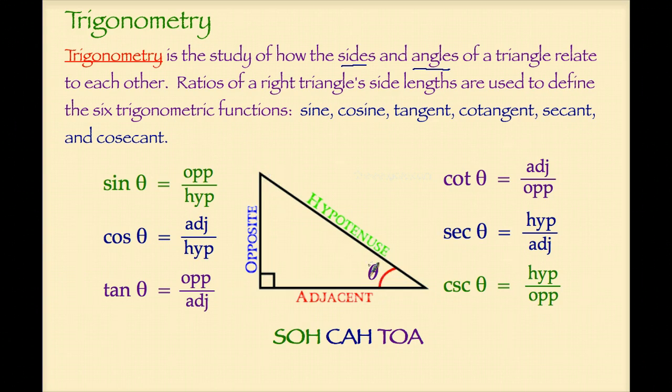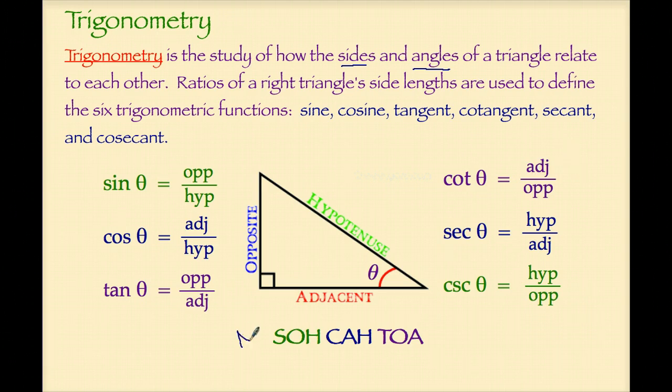In reference to the angle theta, the ratio of the opposite side to the hypotenuse is called sine. The relationship of the adjacent side to the hypotenuse is called cosine. The ratio of the opposite side to the adjacent side, tangent, etc. And the other 3 trigonometric ratios are listed here.